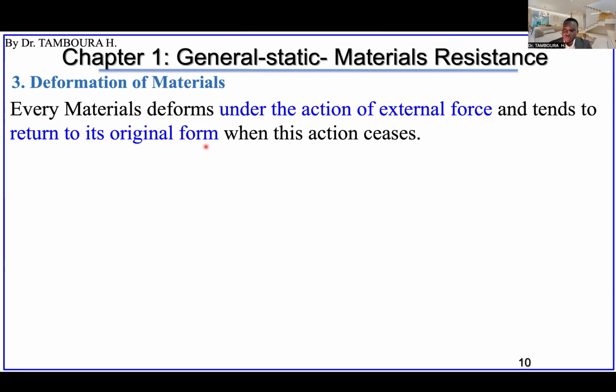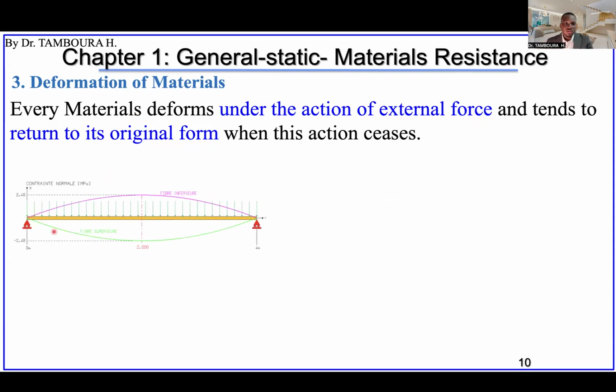No matter the material you have, if you apply an external force on it, the material will deform. And if you remove the force, maybe the material will tend to regain its original form. If you take the case of this beam, for example, applying these uniform forces, you will see that the beam will be bending. Here is another illustration. You see here how the beam is bending. Bending means deformation here.